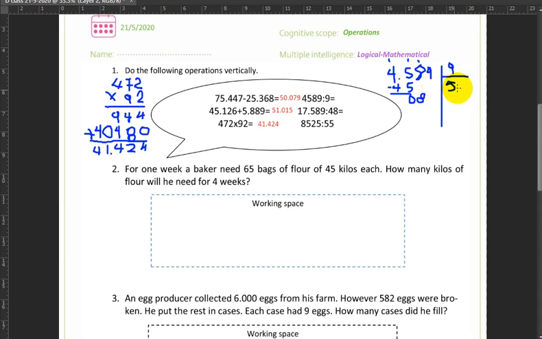9 does not fit into 8, so we write 0 and carry down the next number, which is 9. 9 goes into 89 9 times. 9 times 9 makes 81. 89 minus 81 makes 8. And there's nothing else to carry down, so our result here is 509 with a remainder of 8.